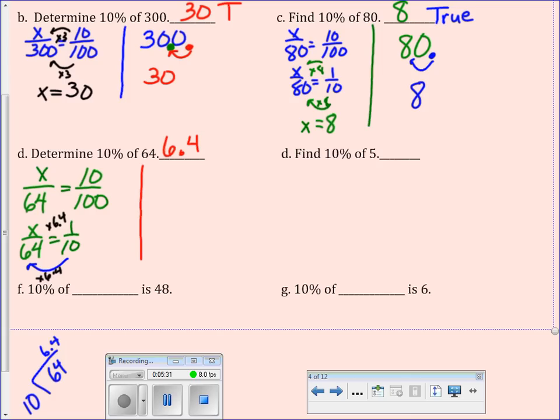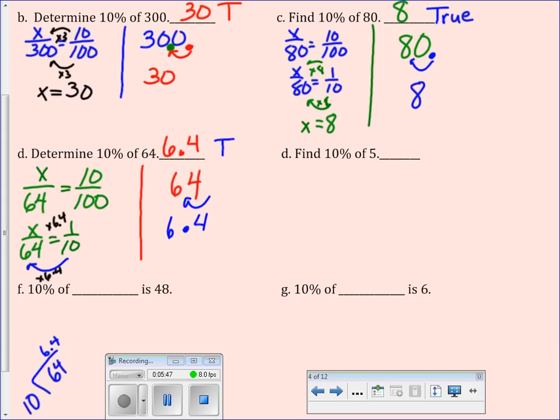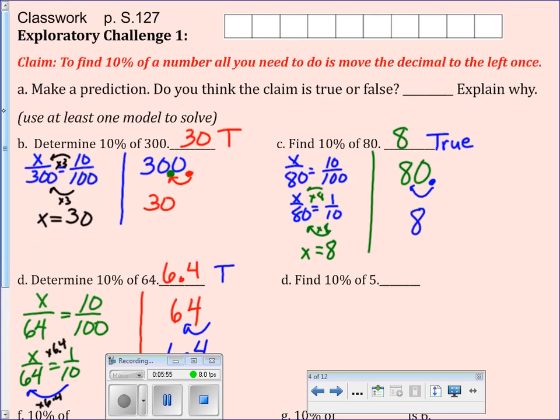Let's see if the decimal method works. We had 64. If I move the decimal one place to the left, what do I get? So is it true again? It's true. So you can go back to the top of the page where you highlighted your claim and write down that our claim is true. Actually, I should probably write it over here, not on the prediction line, because it's okay if your prediction is wrong. It's a prediction.